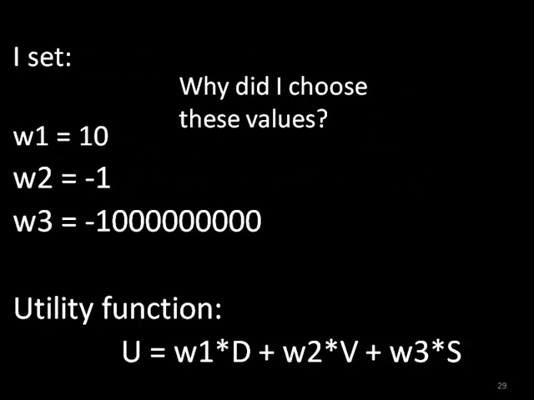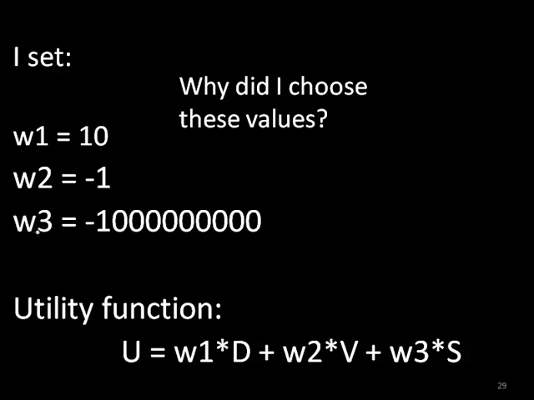Now, we have to set values for each of the weights. Here's a set of weights that I chose for this case. I set weight 1 to be 10, weight 2 to be -1, and weight 3 to be -1 billion. Now, why did I choose these values? The magnitude of each of these values represents how rewarding or punishing I want each thing to be.